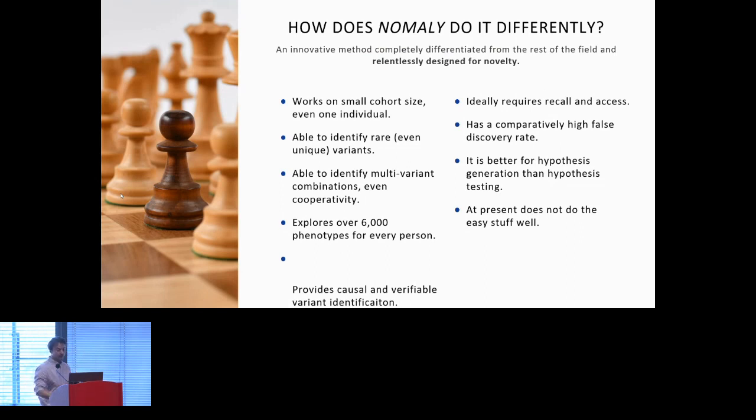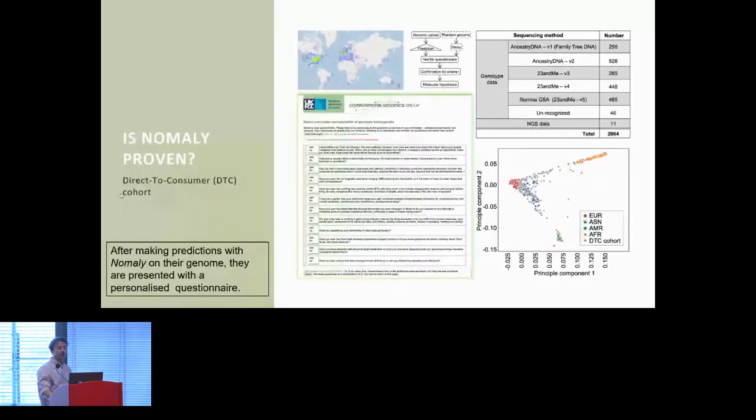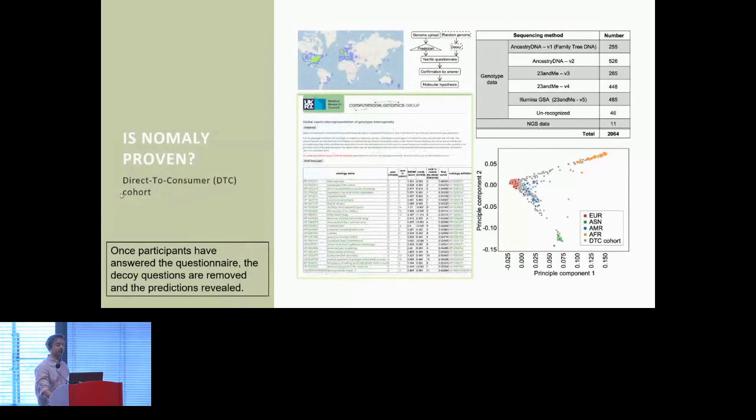For the proof of this, we created our own cohort. We recruited about 2,500 people online who have their genotype data from a direct-to-consumer company, which we call DTC, so either 23andMe, AncestryDNA, or one of the others. We run the predictions and present them with a questionnaire tailored to them based on their predictions, and when they answer, they get the results. We're going to take this down pretty soon because the study's finished, but it's still up if anyone has their DTC data and wants to try it.